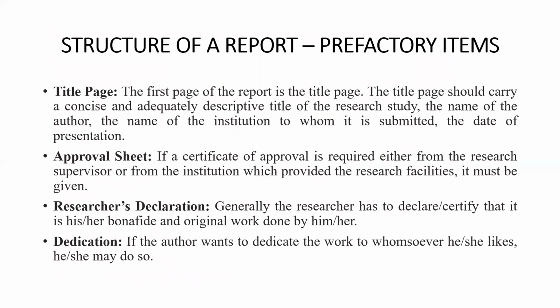So the first pre-factory item is the title page. The first page of the report is the title page. The title page should carry a concise and adequately descriptive title of the research, the name of the author, the name of the institution to which it is submitted, and the date of presentation. So these are some of the important things which are there in the title page. तो टाइटल जो होना चाहिए आपका कंसाइज एंड कंप्लीटली डिस्क्रिप्टिव होना चाहिए. It should include everything, जो भी आपके ऑब्जेक्टिव्स हैं, and it should include the name of the author, the name of the institution to which it is submitted, and date of presentation.